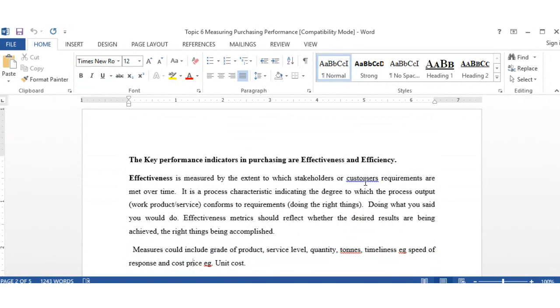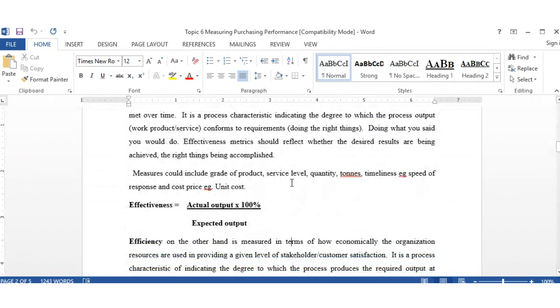That is the ability to satisfy customers. For our case, our effectiveness is the ability to satisfy customers. That is the effectiveness of the purchasing department. So when we satisfy customers, then we would say we are effective. So we measure the effectiveness based on our actual output.